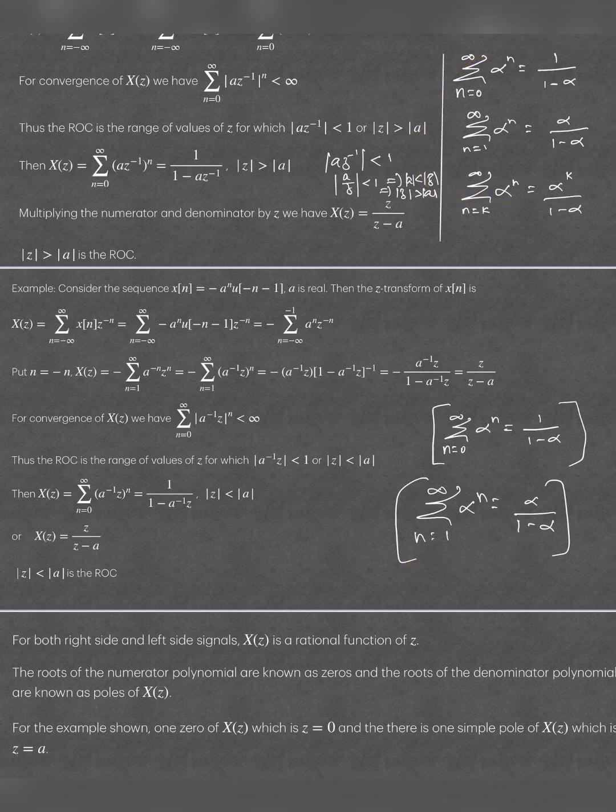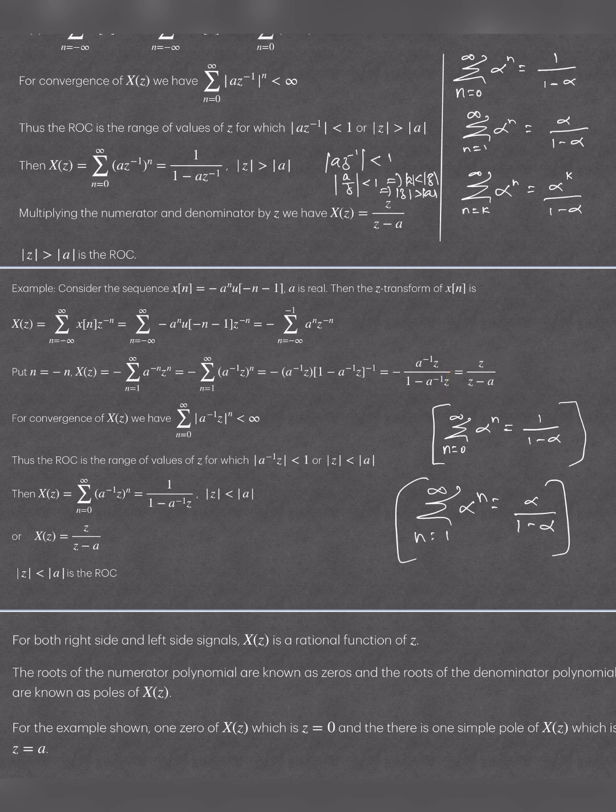So here n is running from 1 to infinity, so we're going to use this rule, alpha by 1 minus alpha. Alpha is nothing but a power minus 1 into z, so it is a power minus 1 into z by 1 minus a power minus 1 into z, with the negative in front. So when you take this a power minus 1 as 1 by a, or just multiply with a in the numerator and denominator, you will get z by z minus a.